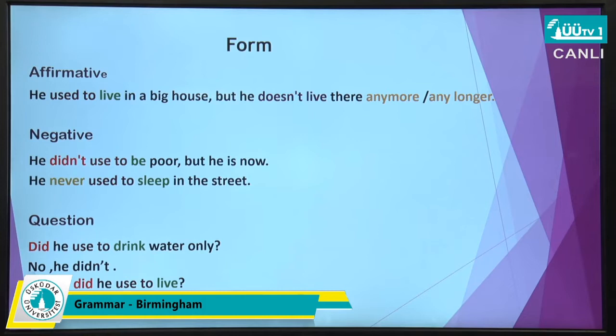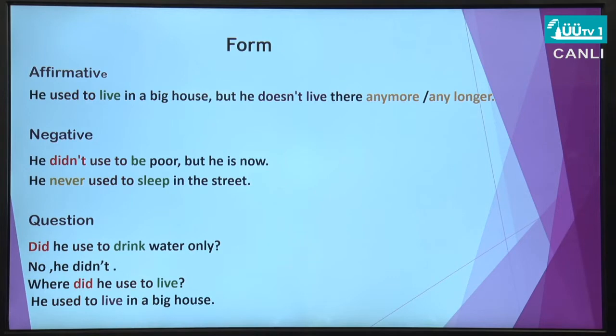Here you have affirmative sentences. So affirmative is the positive form of a sentence. What is the positive form of a sentence? It means that it's not negative. That's clear. Here you have he used to live in a big house, but he doesn't live there anymore, any longer.